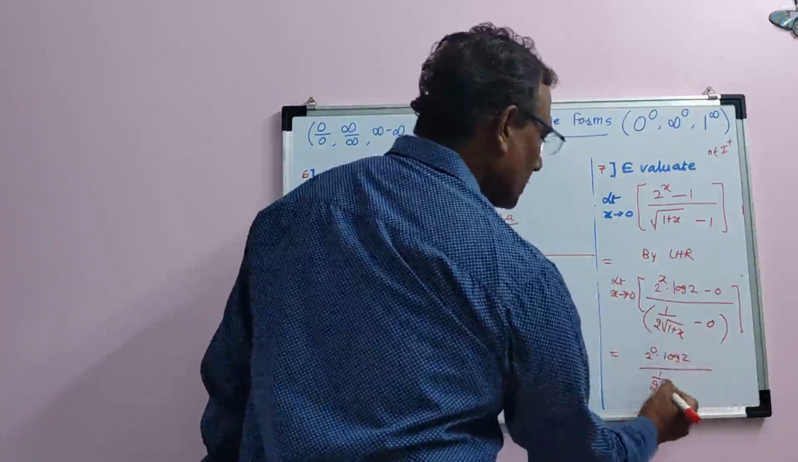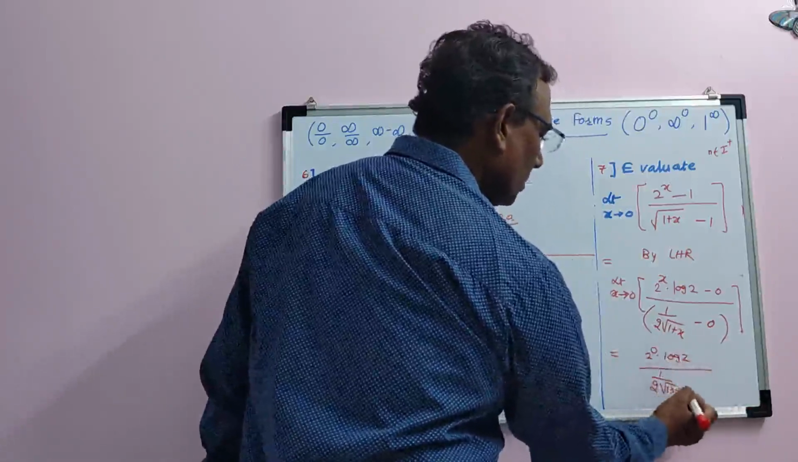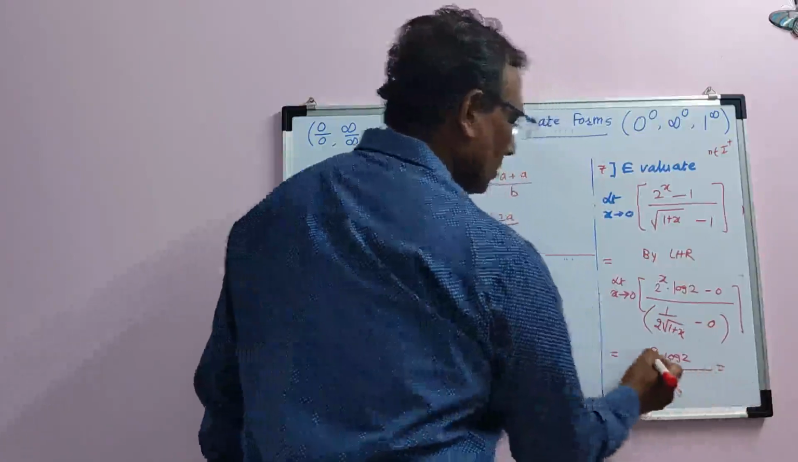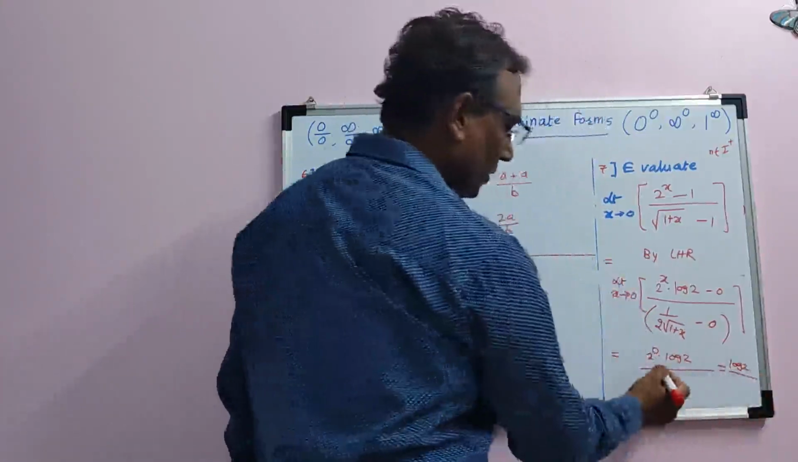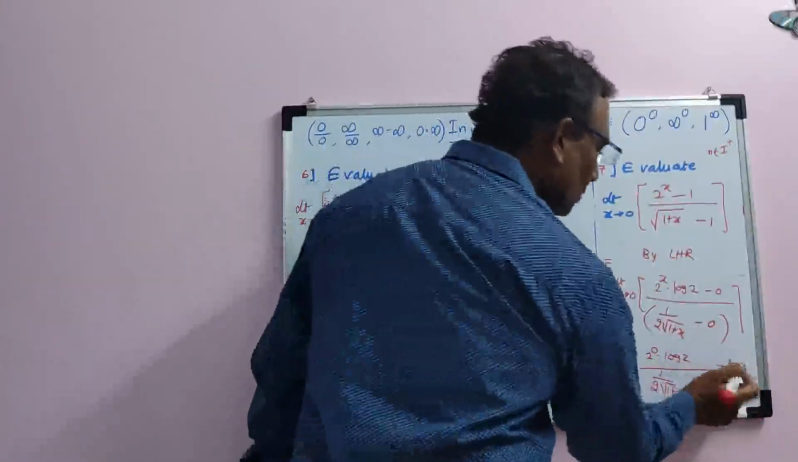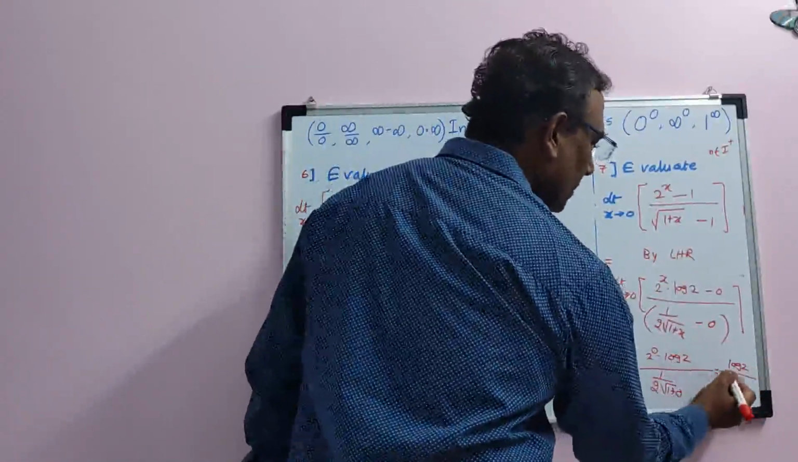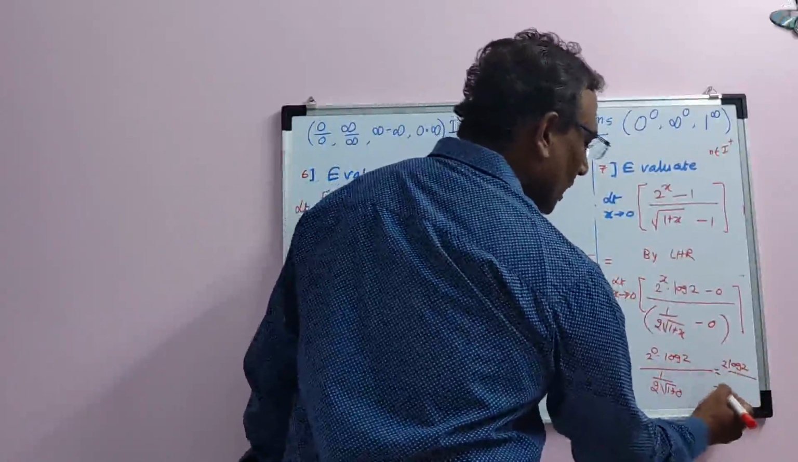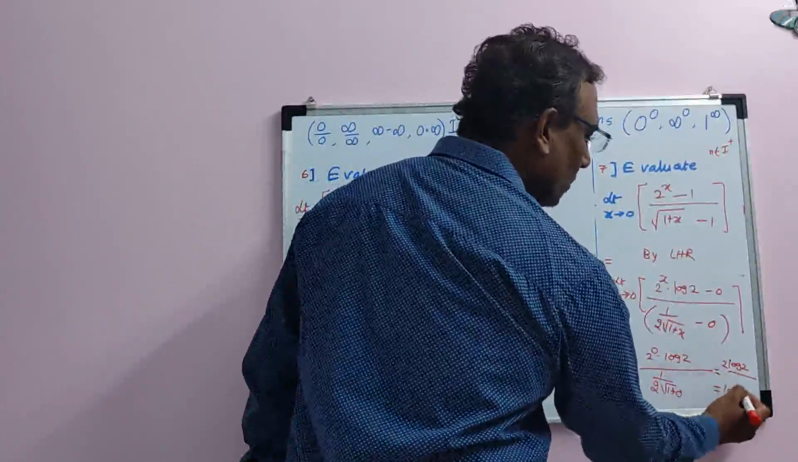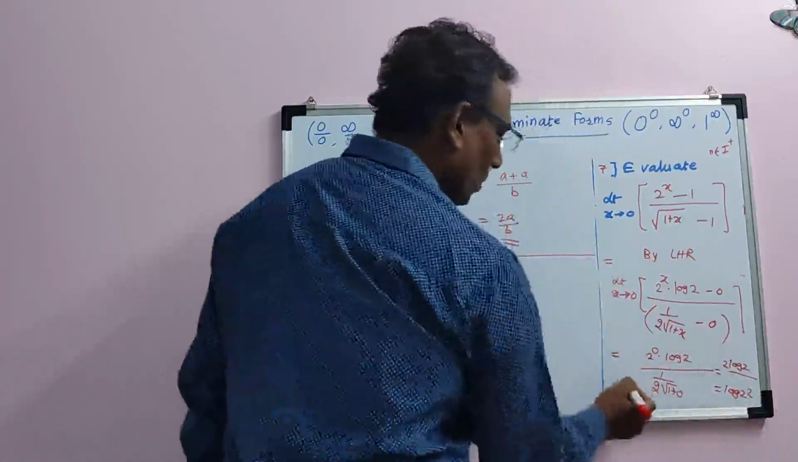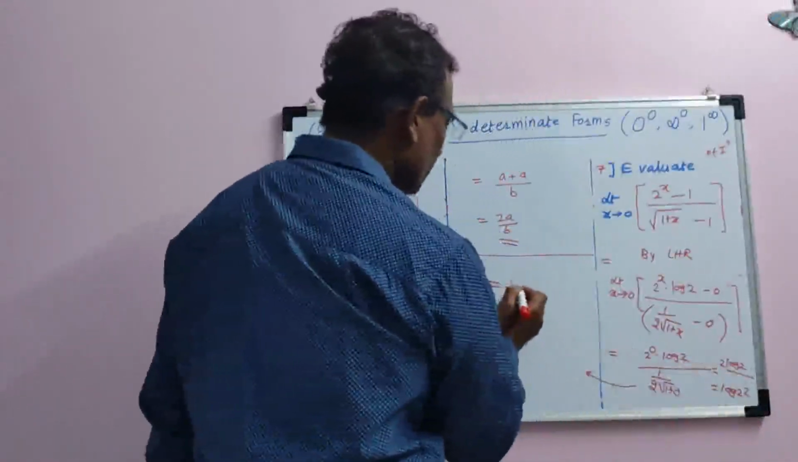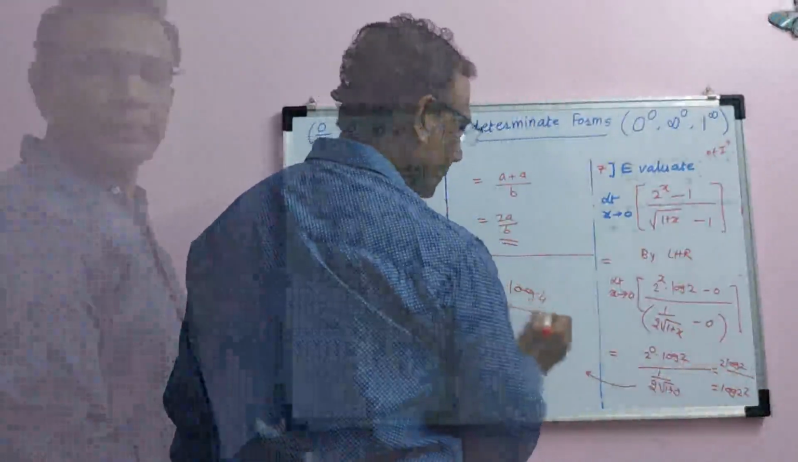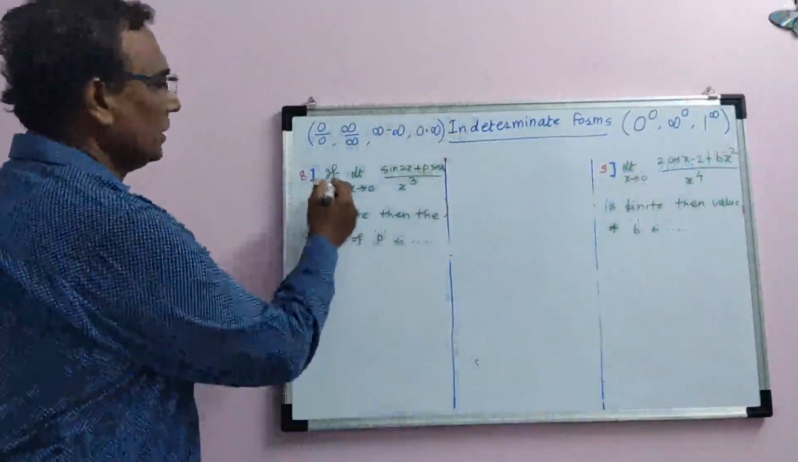Put value of x as 0. This is equal to 2 raised to 0 is 1, means log of 2 by 1 by 2. This 2 will jump in the numerator like this: 2 log 2. And 2 log 2 can be written as log of 2 whole square. And next step, log of 2 square is log of 4. Now we are going to solve these two problems.